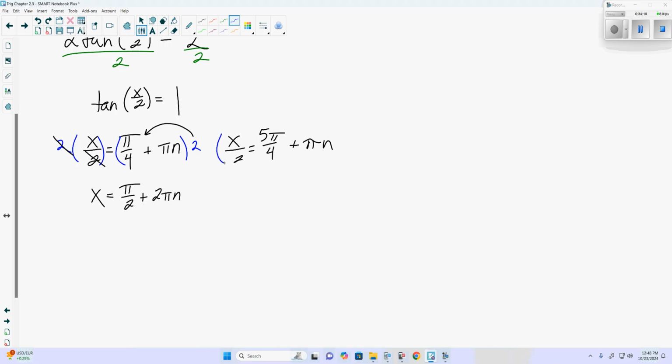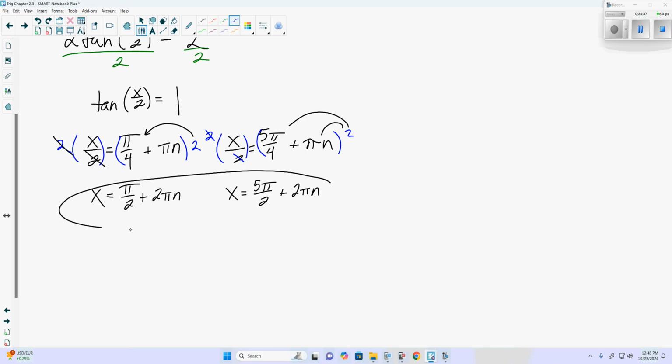And we can do the same thing over here. Multiply both sides by 2, so the 2 and 2 will cancel, giving us x by itself. 2 times 5 pi over 4 is going to be 5 pi over 2. And then our 2 times pi n is going to be 2 pi n. And that there would be our answer.